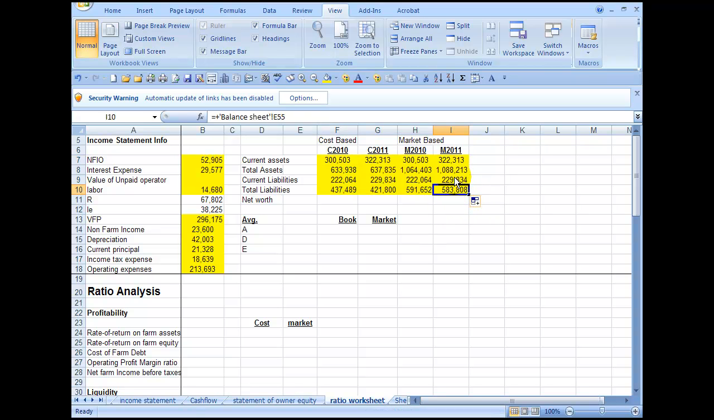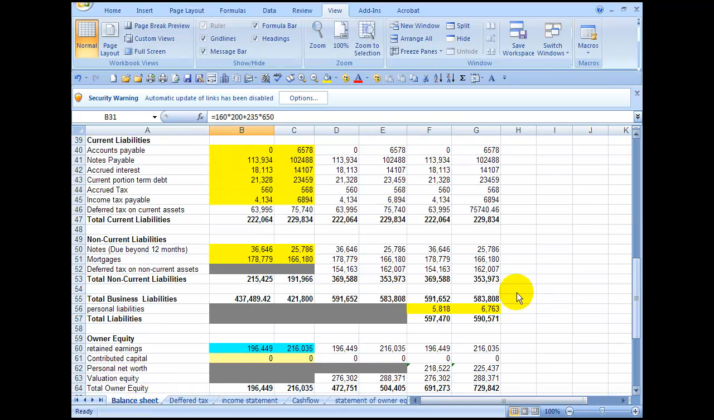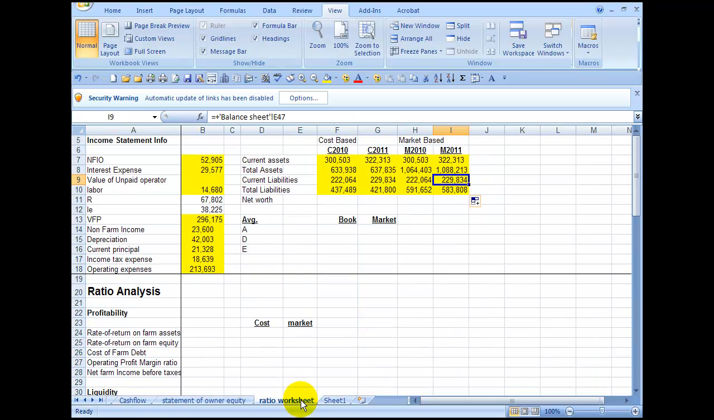And it might be nice here to just click on one of these and say it says current liabilities for the ending market value is $229,834, and then come over to your balance sheet and just look at it. And for our market-based balance sheet, our total current liabilities is $229,834. So we're pulling the right number for the right thing. And it's always good to check those because sometimes you could do something off.